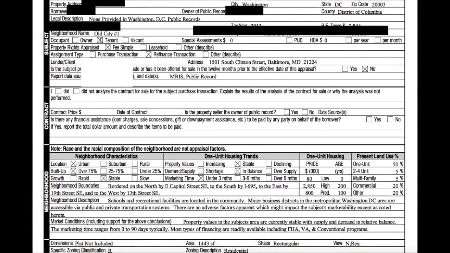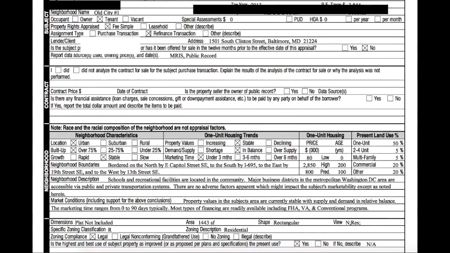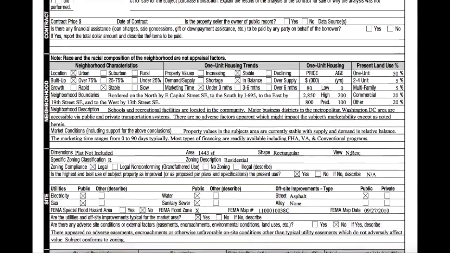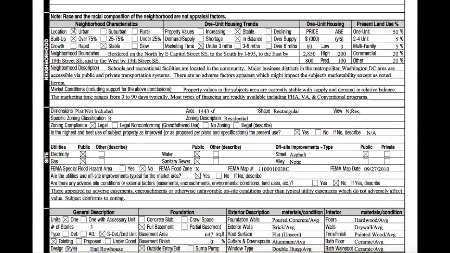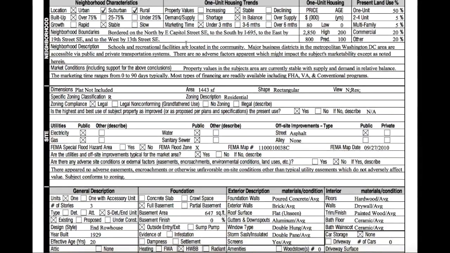This one happened to actually be tenant occupied. It was an investment property refinance. You can go through and read every line if you like. It talks about this being an urban market as opposed to suburban or rural, built up over 75%. Lots of interesting information in an appraisal.